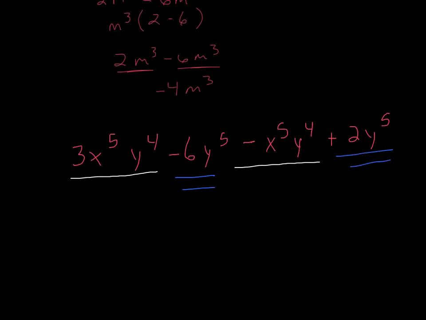Okay, so we put these back together now. We have 3x to the 5th y to the 4th, and then a negative x to the 5th y to the 4th. Now don't forget that the negative is actually like saying negative 1, right? So you got 3 minus 1. So then we have 2x to the 5th y to the 4th. And then the negative 6y to the 5th plus 2y to the 5th gives you negative 4y to the 5th. Okay? And that's your answer right there. You can't combine those two any more than that because the variables are not alike. Okay?